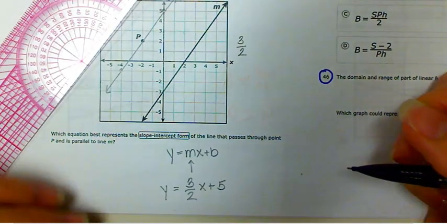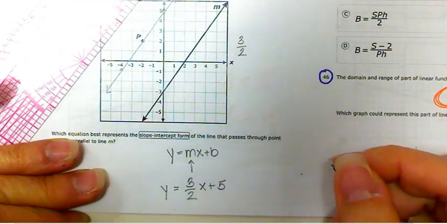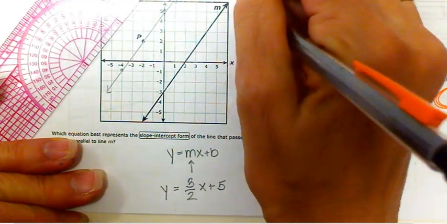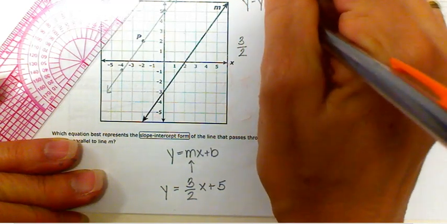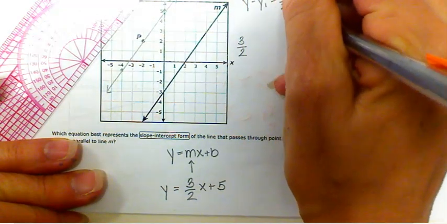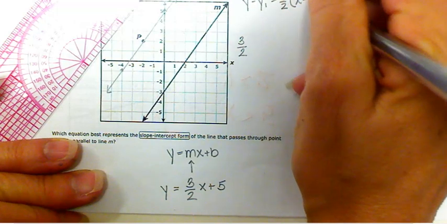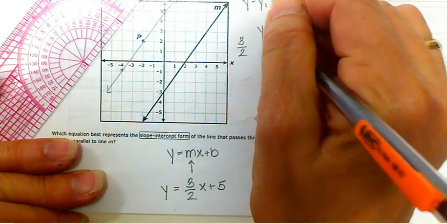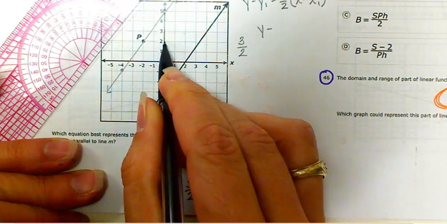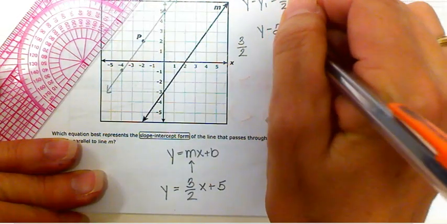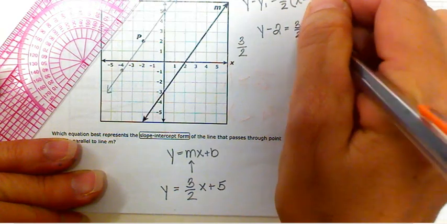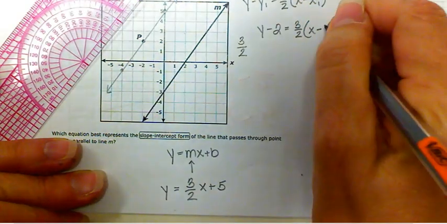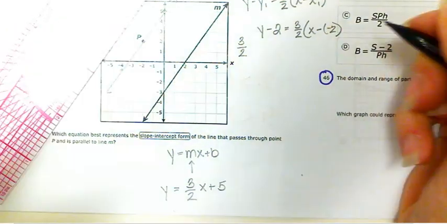How would I do that if they didn't show me the point and they just told me the point? Again, you can determine the slope from the line, and then you could do y minus y1 equals 3/2 times x minus x1. And you would just put y minus 2 equals 3/2 x minus a negative 2, and you would solve it.